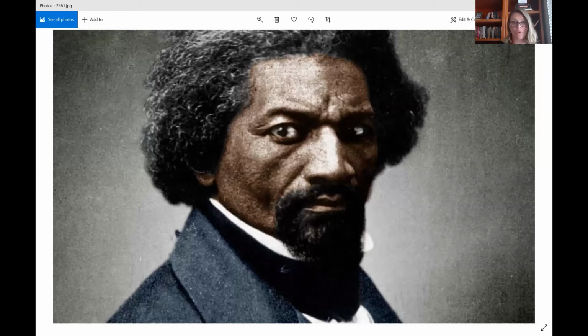When he gets to New York, he adopts the last name Douglass. So he doesn't change his name until the 1830s, after he's arrived in New York City. And he gets the name Douglass because he married another escaped slave from the South.